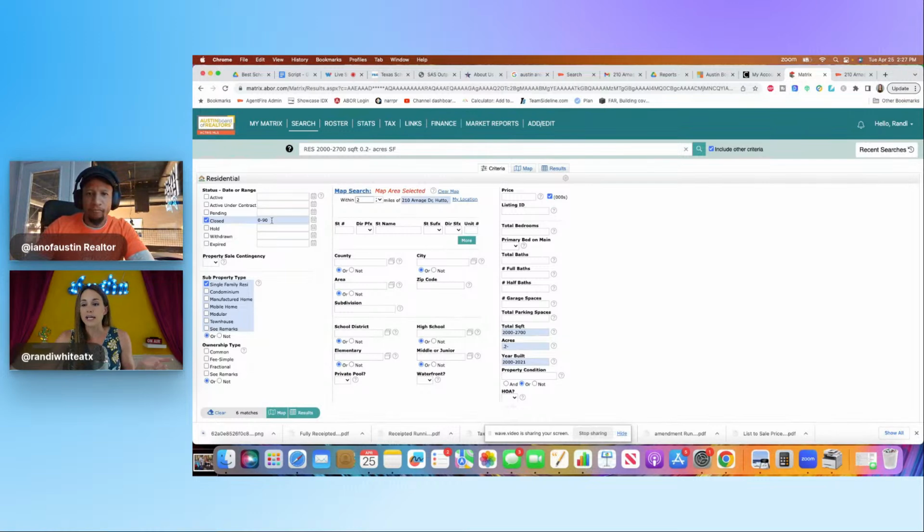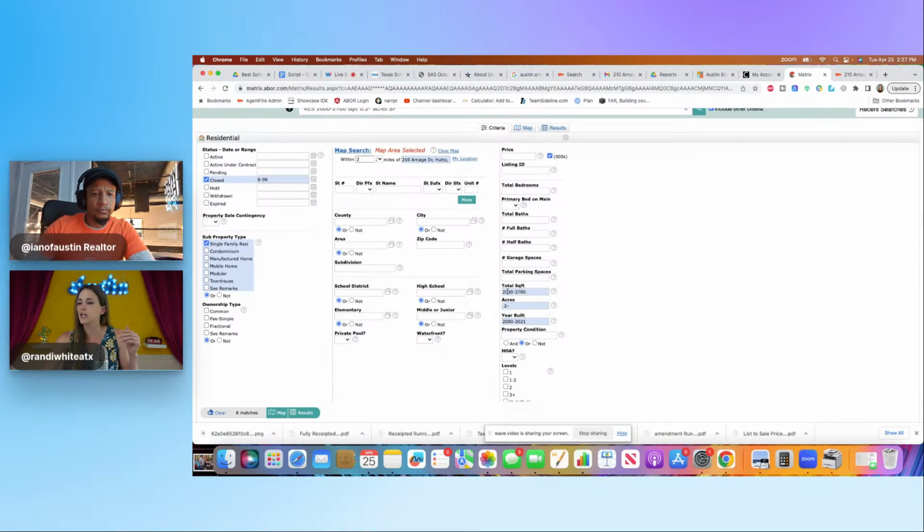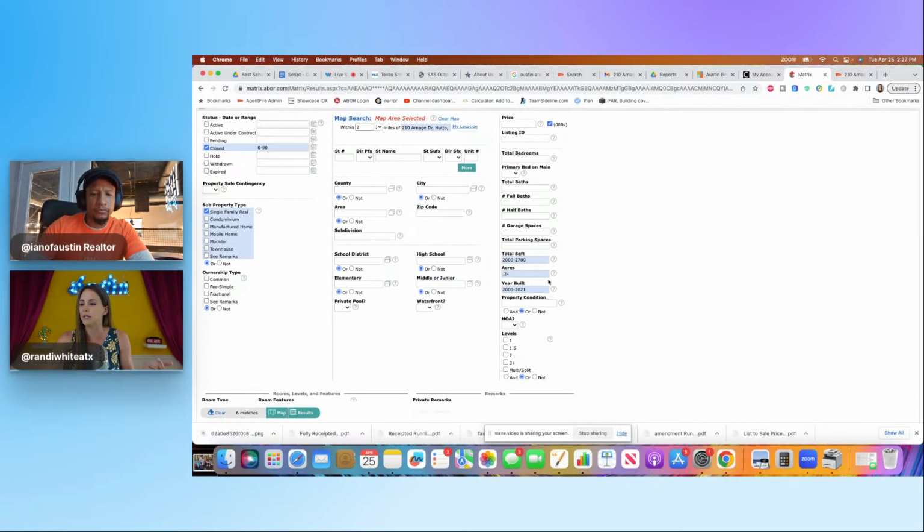So I do 0 to 90 days. I want to see homes that close in the last 90 days, so already very different from JJ. It was really interesting to watch his routine, and I'm curious to watch Ian's. So I want to see the last 3 months, single family, my square footage. I try to go more narrow than this, but because I've already run this quick CMA, I know that being more narrow does not work. So I'm a little bit broad here at 2,000 to 2,700 square feet. I want the lot size to be under 0.2 of an acre. And I want to do the year built 2000 up to 2021.